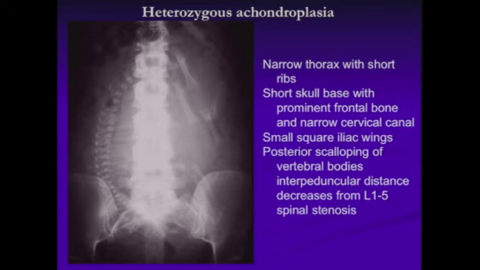Another radiographic finding is the short skull base. You can have the small square iliac wings, posterior scalloping of the vertebral bodies. It turns out that the interpeduncular distance of the lumbar spine of vertebral bodies decreases from L1 to L5 instead of the normal increase. And that's why these children and then adults can often have spinal stenosis later in life.